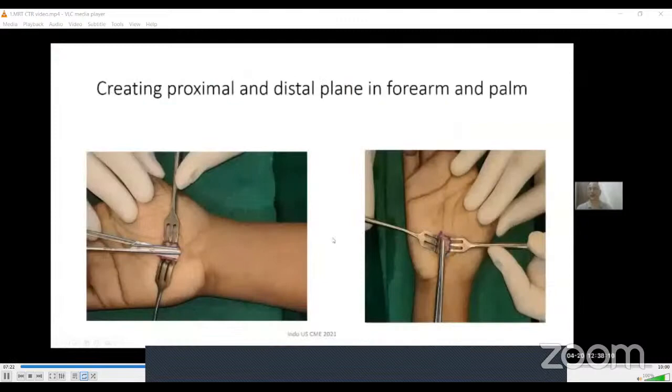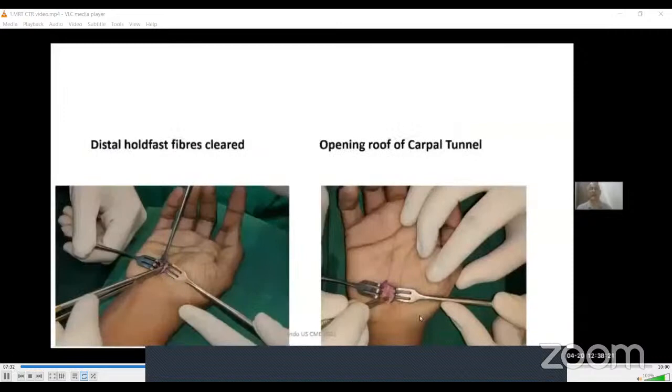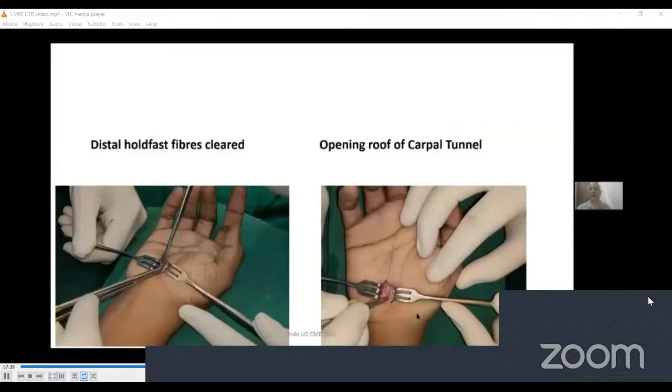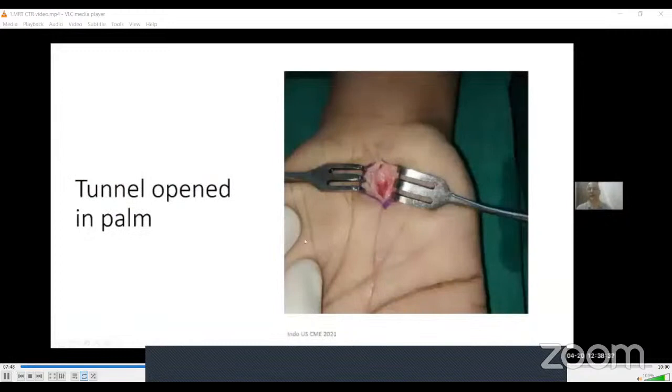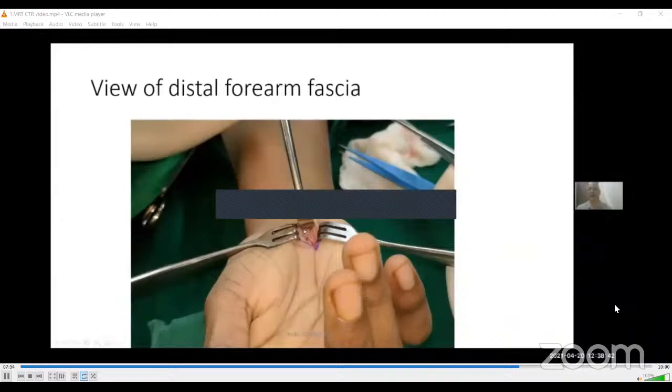Distal holdfast fibers have been completely cleared, and now we are opening the roof of the carpal tunnel with a number 15 blade. The tunnel has been opened. You can see the contents. The complete tunnel is opened in the palm. We then put a retractor and view the distal forearm fascia as it is seen over here, and the final junction of the tunnel with that fascia. So this is the junction of the final fibers of the tunnel, and that is the fascia. We cut the junction and advance in the distal forearm.